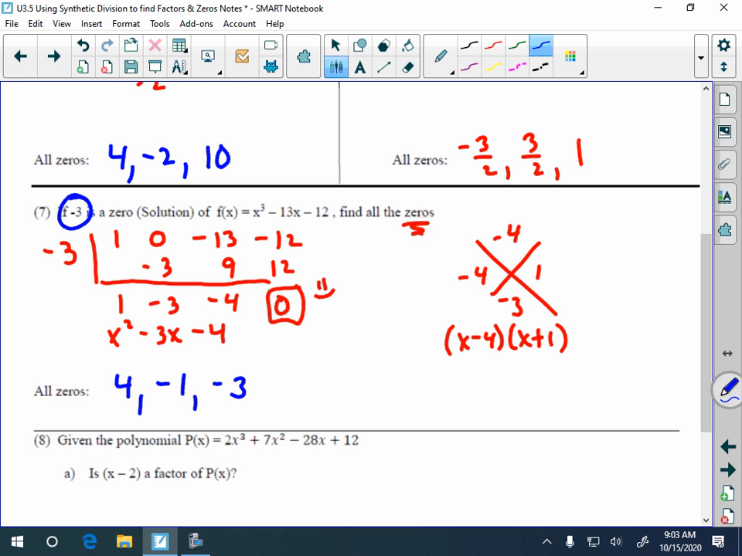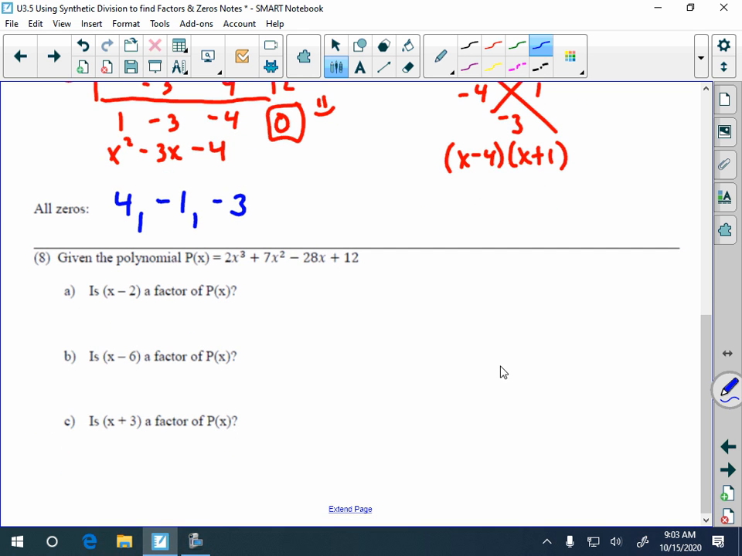So make sure you know the difference in how you write it between what a factor is and then what a 0 is. Okay, factors are the binomials with the parentheses. The zeros are the solutions from the binomials when you set them equal to 0. All right, number 8. Given some polynomial, they give you a factor, okay, a binomial, and they want to know, is it a factor? Okay, is it a factor or not?